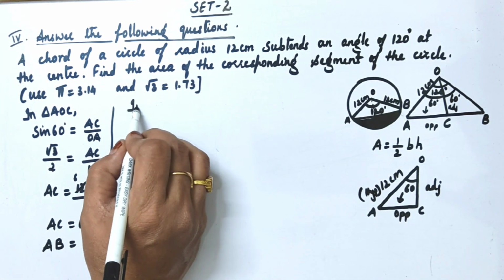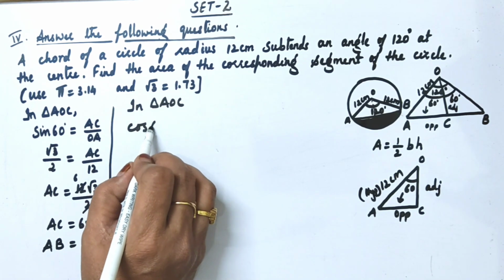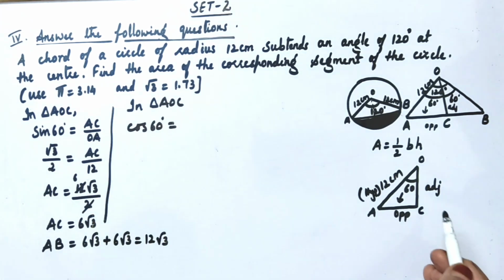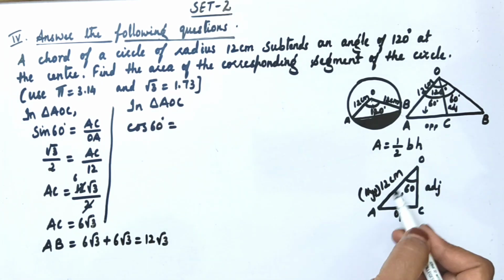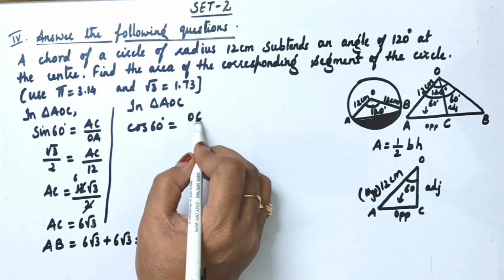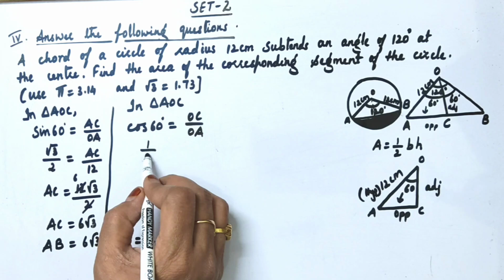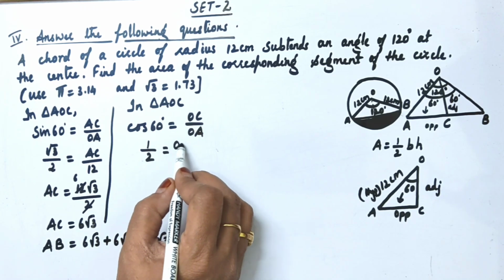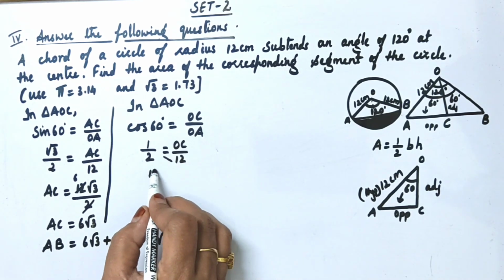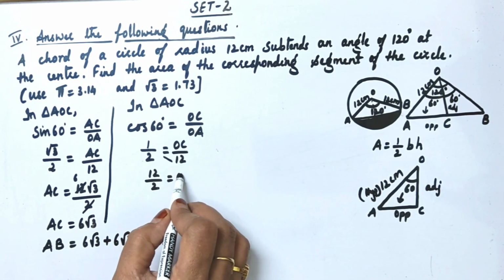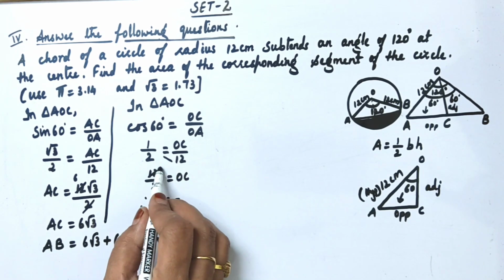Let us take the same triangle. In triangle AOC, cos 60 degrees equals, cos is adjacent by hypotenuse, OC by OA. Cos 60 is 1 upon 2 equals OC upon OA. OC is not given, OA is 12. Let me send the 12 to that side. So 12 upon 2 equals OC.